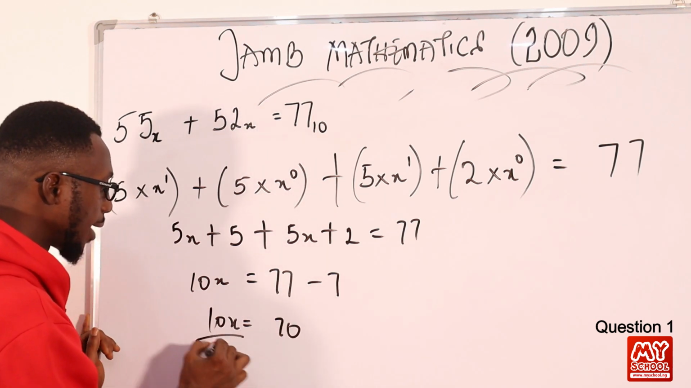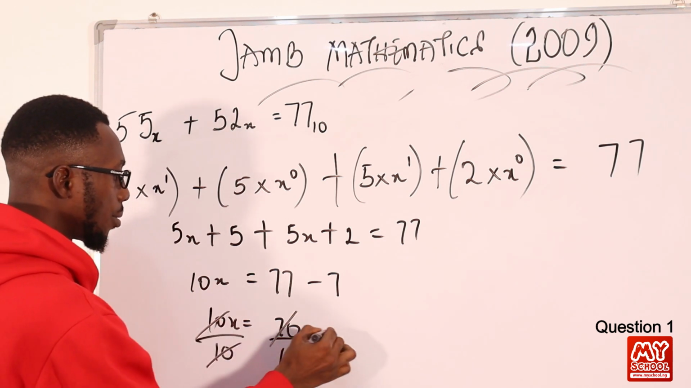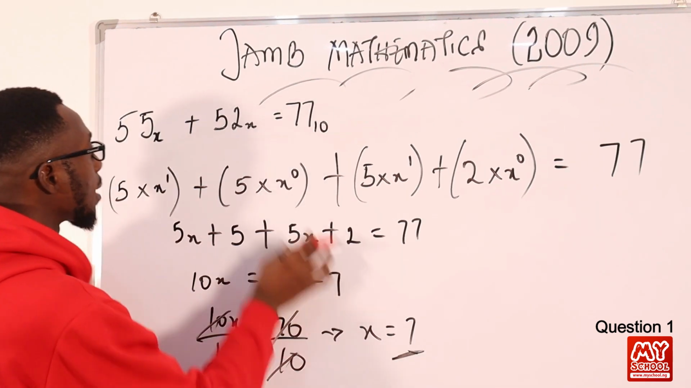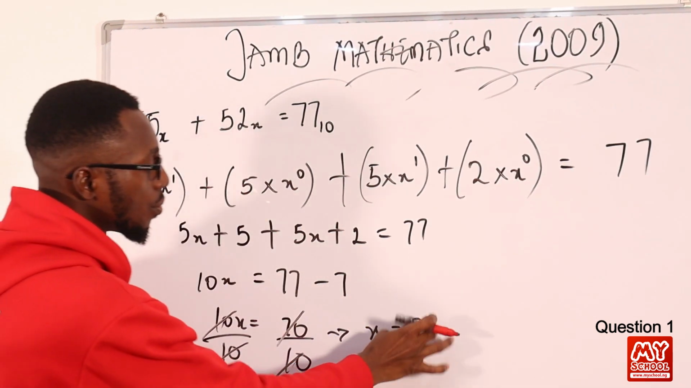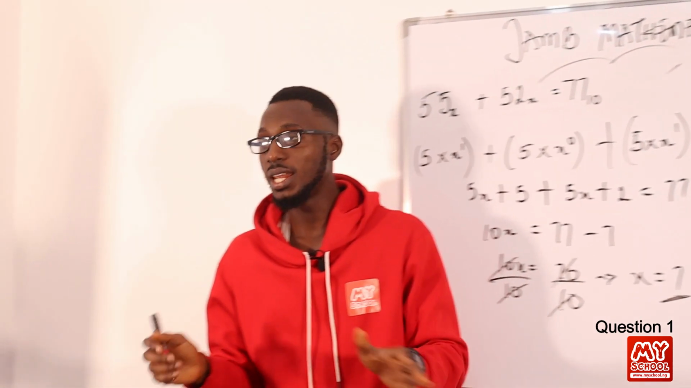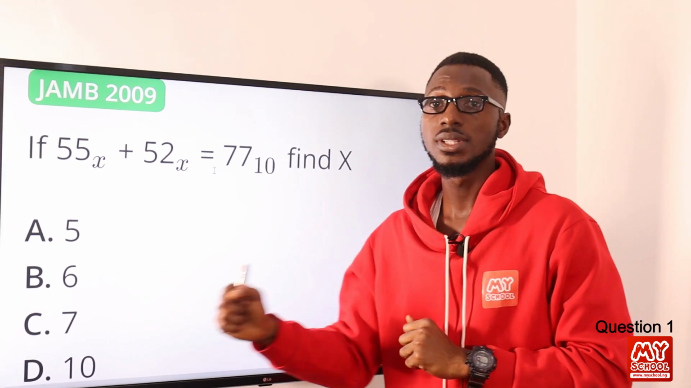Dividing both sides by the coefficient of x, which is 10, that implies that x equals 7. So the base that this operation was carried out in is base 7. Let's scan for 7 in the options provided. Very well, we can find that in option C. So option C is the right option.